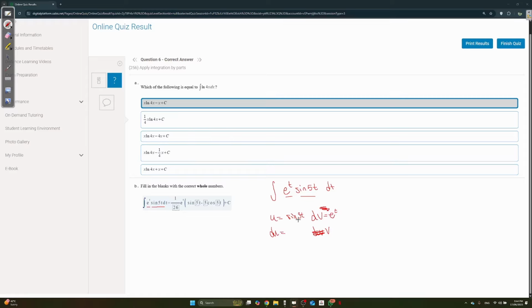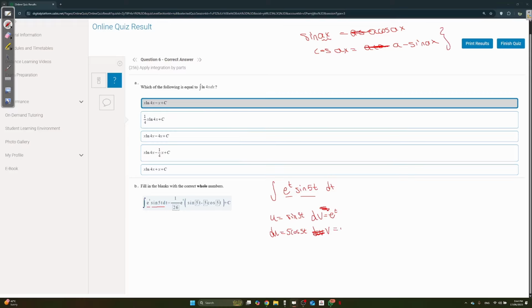Sine 5t, what's the derivative of sine? It's cosine 5t, and remember, you have to multiply by the derivative of what's inside. If you remember, the derivative of sine ax is a cosine ax. You have to multiply by the derivative of what's inside. And cosine ax, what's the derivative? It's negative a sine ax. These two you should know already from previous things.